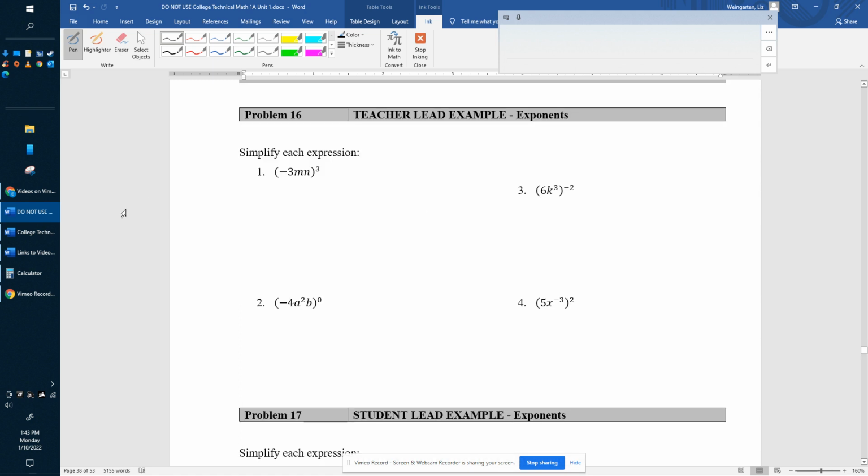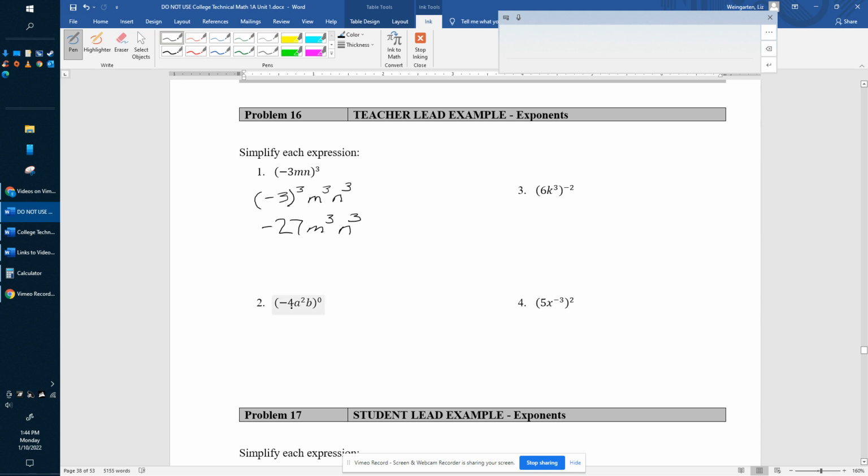So let's take a look at problem 16. Simplify each expression. Essentially, we're going to distribute this 3 to each of these things that are in the base. So -3, the negative sticks with the 3, so we have to actually put that in parentheses. -3 to the third, m to the third, n to the third. What's -3 to the third? 3 squared is 9 times a -3 is going to be -27, m to the third, n to the third.